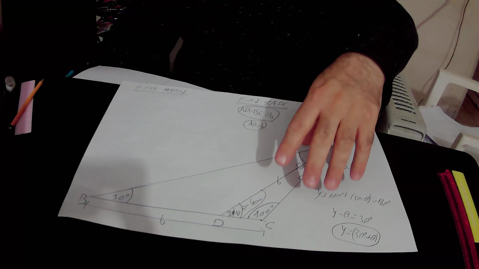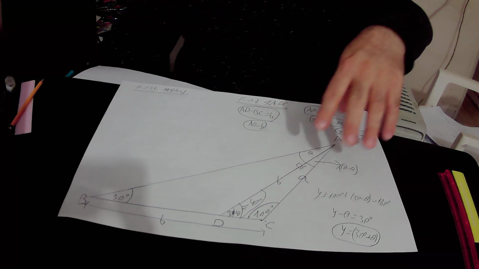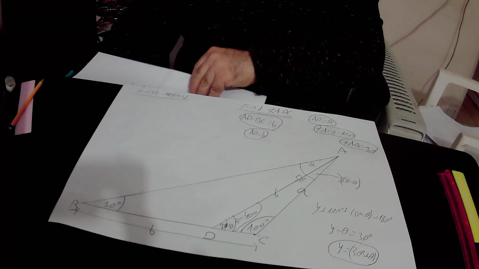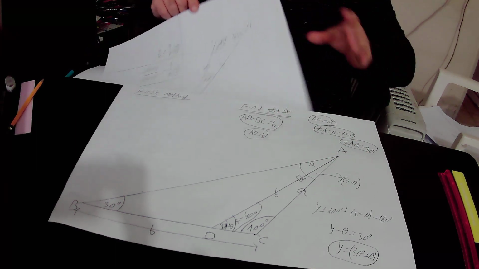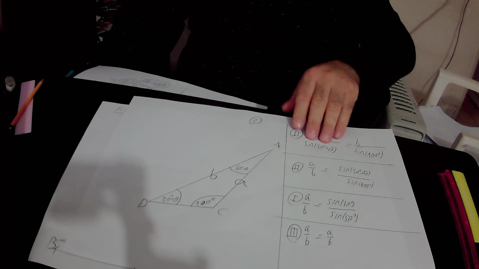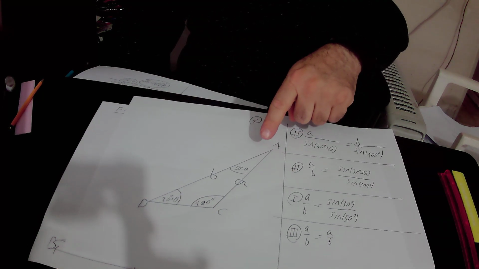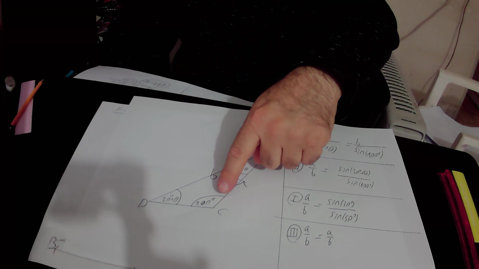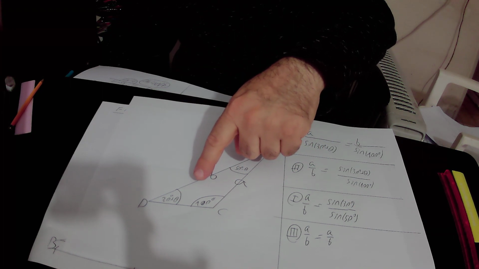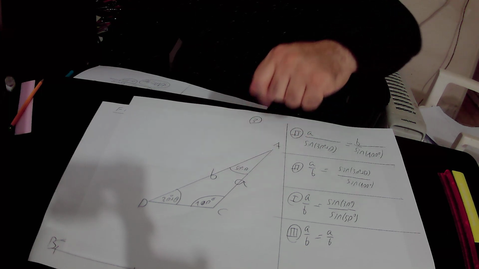Then I copied this triangle ADC in the new page, and we implemented the law of sines in this triangle ADC. So here in triangle ADC, we know that angle DAC equals 50 degrees minus theta, angle ACD equals 100 degrees, and the angle that we are looking for, angle ADC, equals 30 degrees plus theta.